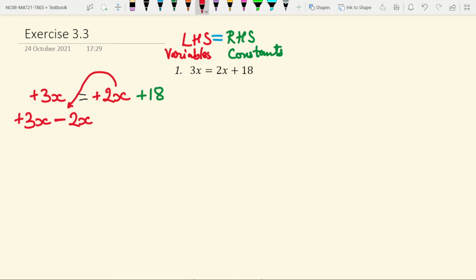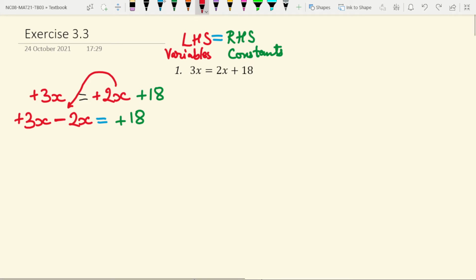Minus 2x is equal to, the equal sign will remain as it is, and on the RHS the only thing remaining is plus 18. 2x has gone to the LHS, so the only thing remaining in the right hand side is plus 18. So I will write plus 18.